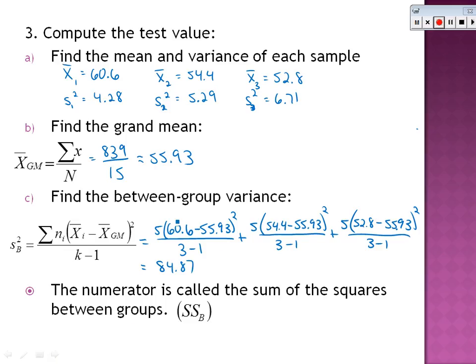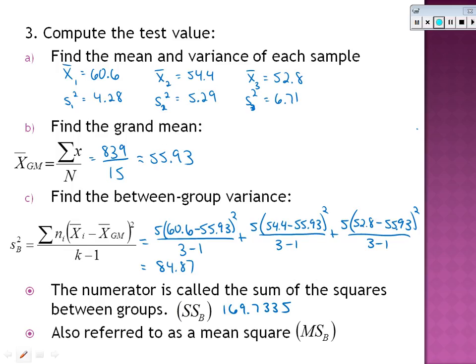The numerator of the sum, so when you add all those numerators together, is called the sum of the squares between groups. And we want to go ahead and make note of that here. Your between group variance estimate is also referred to as a mean square. So it would be mean square, and then the B would stand for the between group variance.